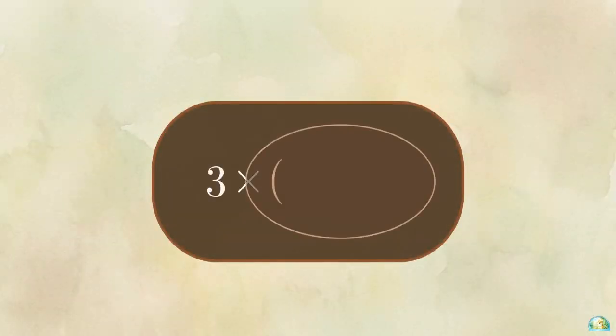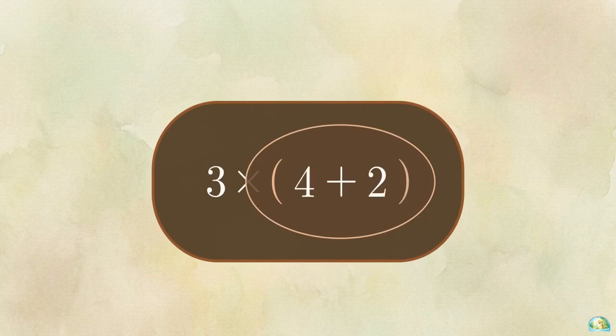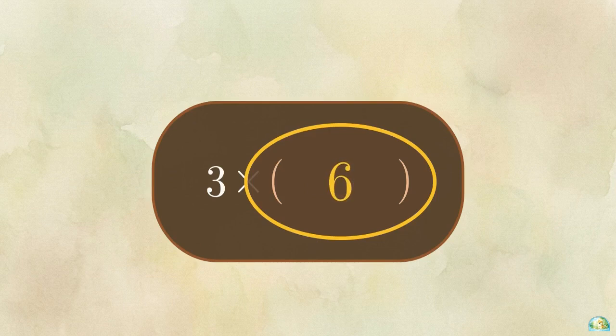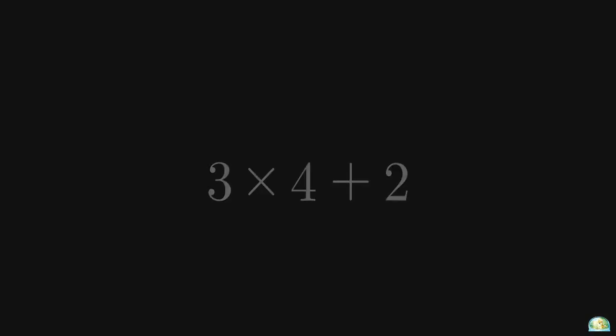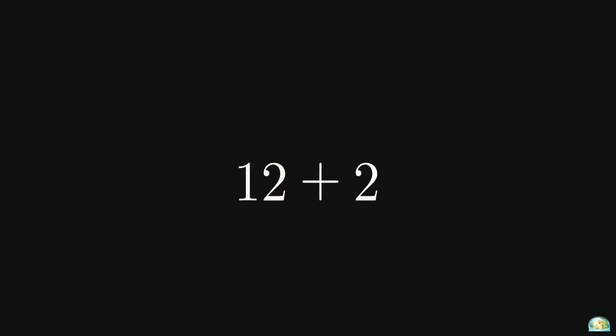We map an expression into the dirt. 3 times, open parentheses, 4 plus 2, close parentheses. We finish the innermost round chamber first, combining 4 and 2 into 6. Then we hop outward, multiplying our new 6 by 3 to get 18. If we had ignored the burrow entirely and just calculated from left to right, we would multiply 3 by 4 to get 12, and then add 2 to get 14.